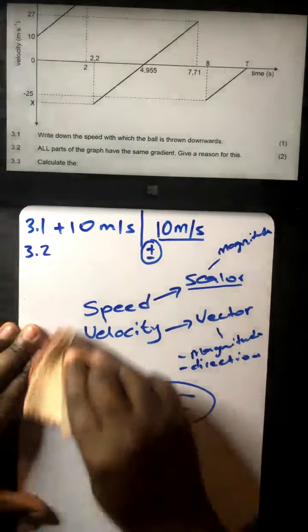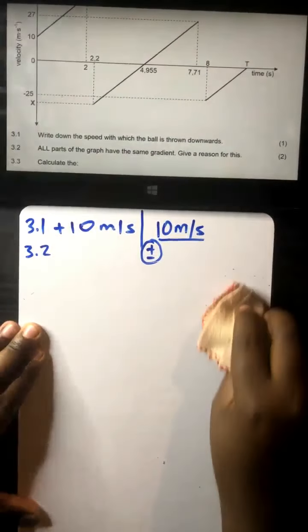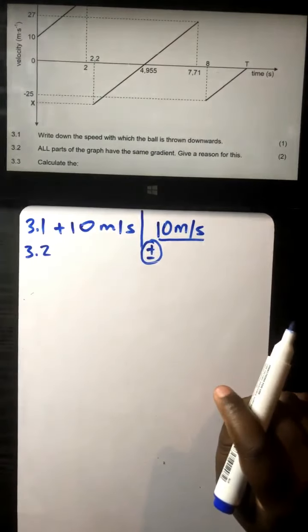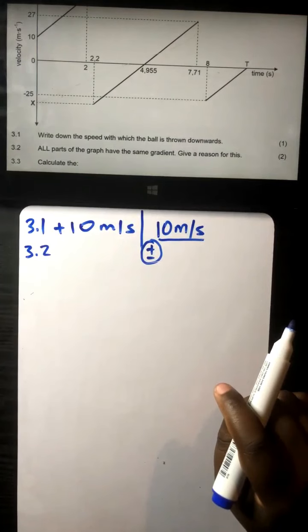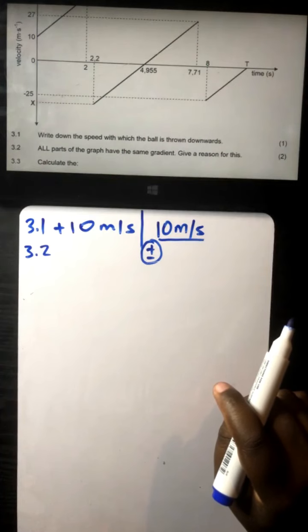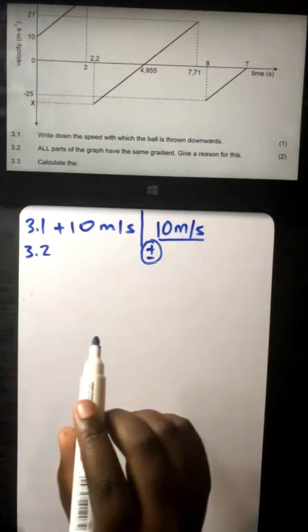Okay, so I'm just going to remove all of that, then we move to the next question. So ladies and gentlemen, let's check question 3.2. All parts of the graph have the same gradient. Give a reason for this.